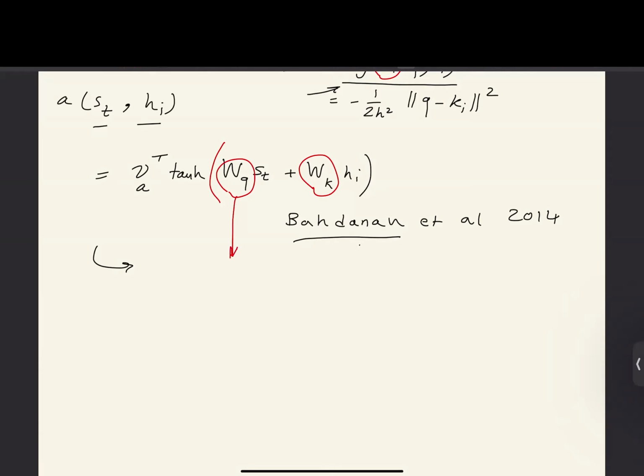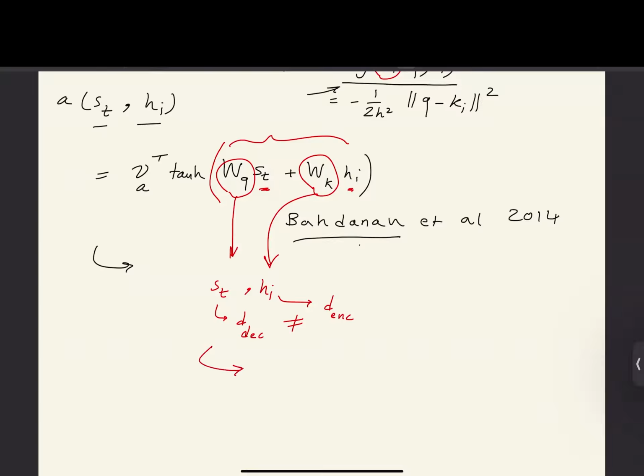We have W_Q and W_K as the linear projections that map queries S_t and keys h_i into a common alignment space of dimension d_h. So note that this lets us compare S_t and h_i of different sizes. Let's say S_t can be the decoder dimension and h_i the encoder dimension, and not necessarily the same. So that's a nice feature. Again, this lets us compare objects of different size.